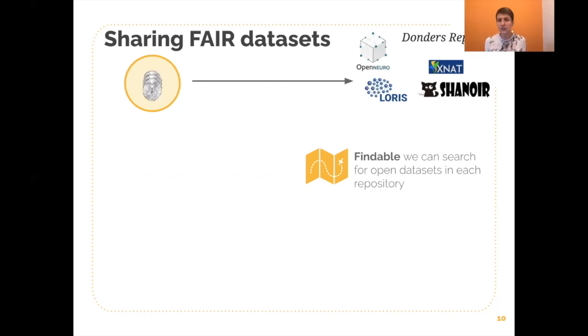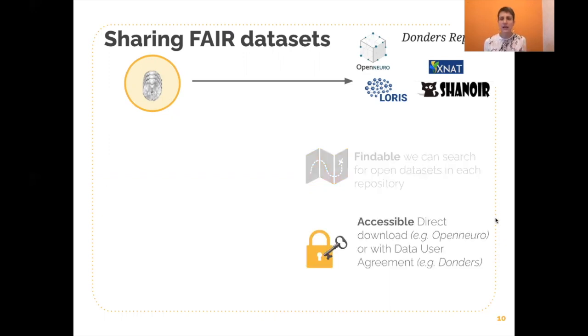And basically what findable means is that I can search for open data sets in each of these repositories. Obviously, this could be even better with a search across repositories, but at least we have some search functionality. Now, the next letter is A for accessible. So what do we mean by accessible? Accessible means that, on top of being able to say there is an open data set available somewhere, I can actually go and get this data as a researcher.